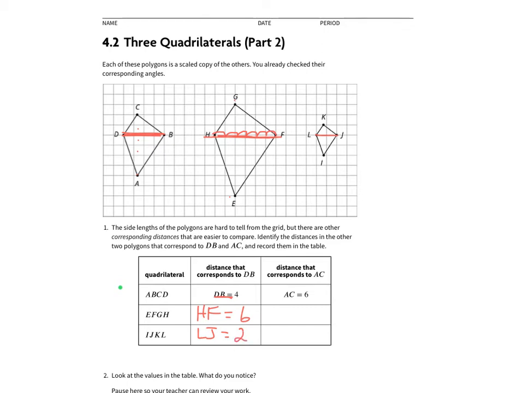Now what I want you to do is hit pause, go back, and we've figured out that from A to C is 6 units. What's the name of the corresponding segment in the second polygon, and how long is it? What's the name of the corresponding segment in the third polygon, and how long is it? So pause and count those out and fill in that table, okay?